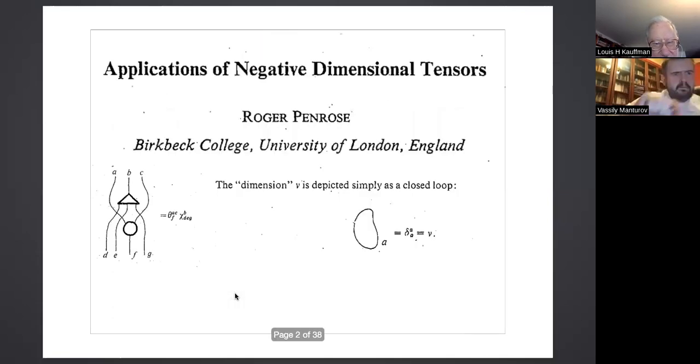Now, can we use the slideshow? Right. So last time I was telling you about Penrose's ideas for studying coloring, and this is part of a famous paper of Penrose's, which you might look at if you haven't already, entitled Applications of Negative Dimensional Tensors. And the dimensions he refers to are the values of a closed loop. So we're very familiar with this from aspects of quantum topology, that we would have the trace function corresponding to a dimension.